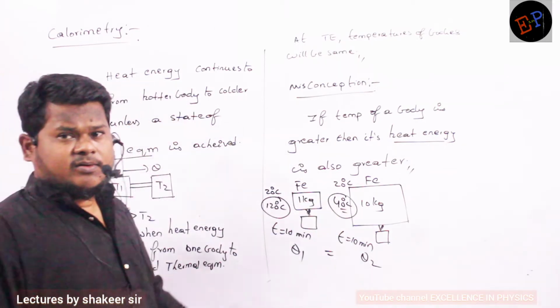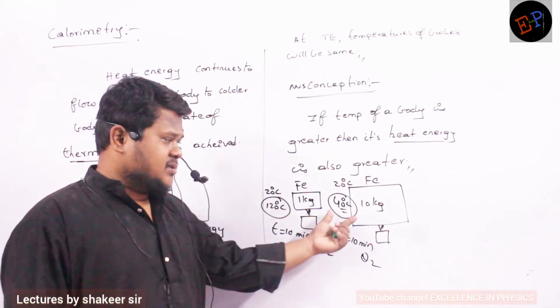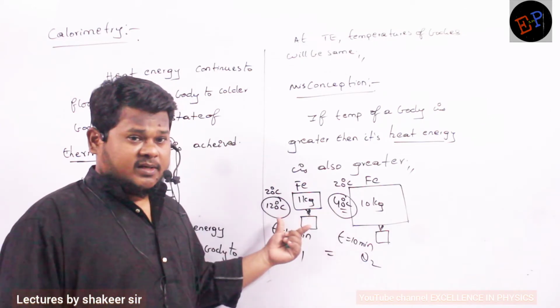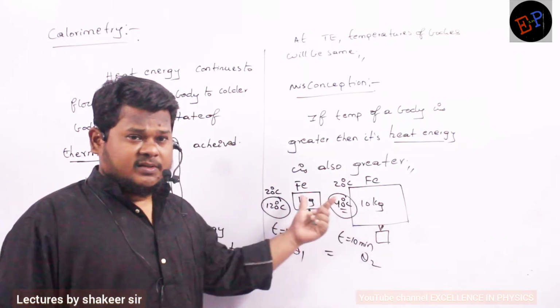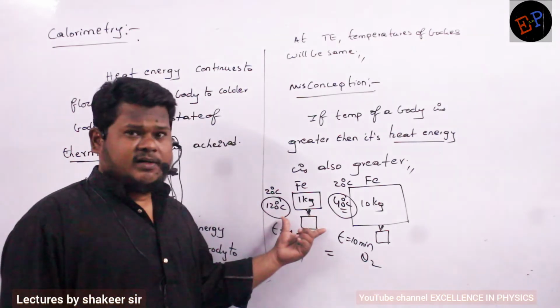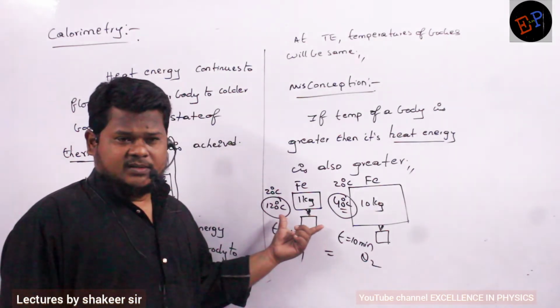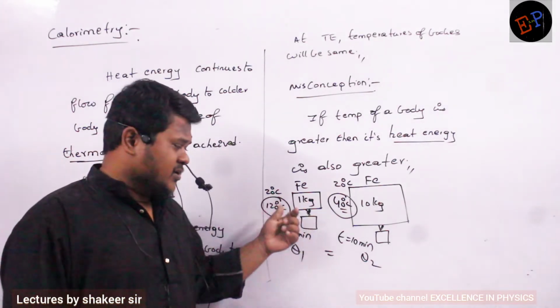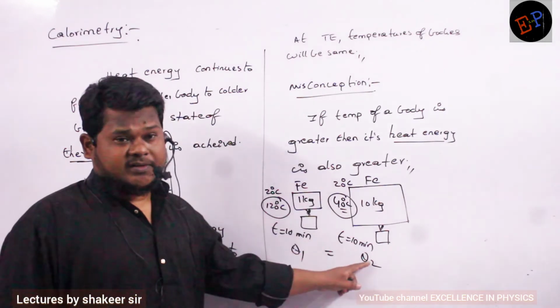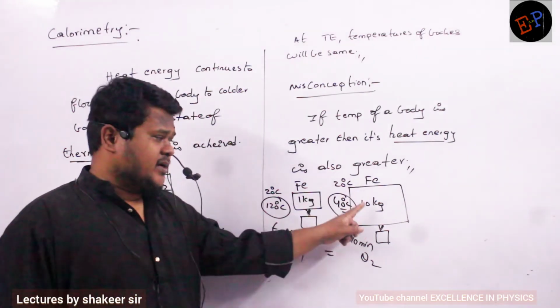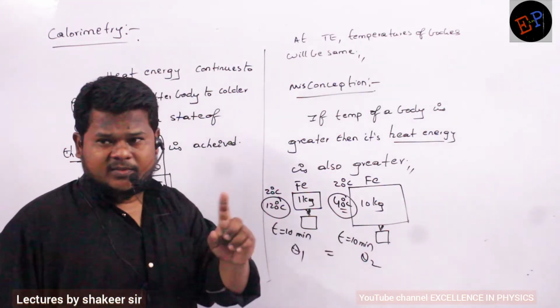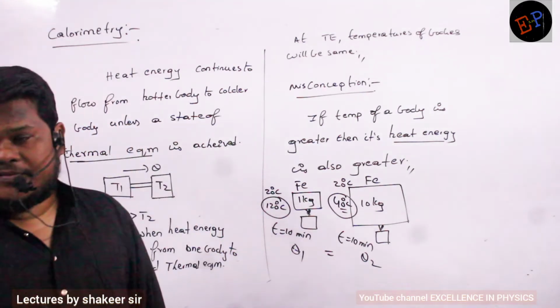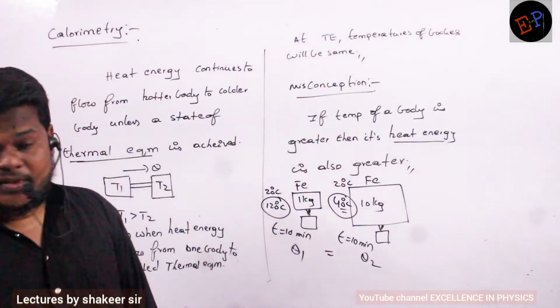So which body is at a lower temperature? This is at a lower temperature, and this is at a higher temperature. So does it mean that this body is having higher heat energy? This body is not having higher heat energy. We are supplying the same amount of heat energy. Are you able to understand? Temperature is lesser. It doesn't mean that its amount of heat energy is lesser.